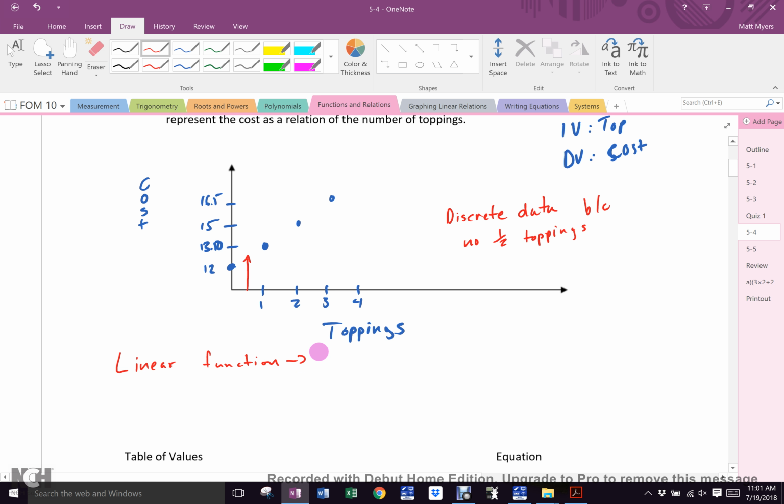And what a linear function means is that any repeated change to the IV results in a repeated change. It'll show up.